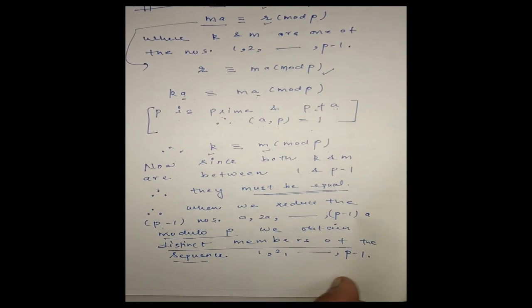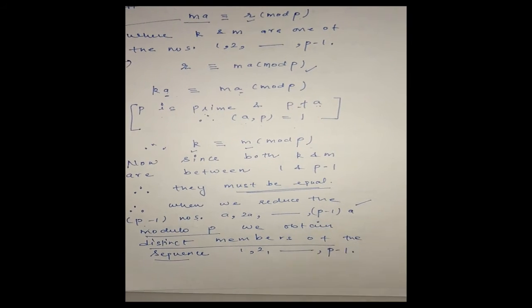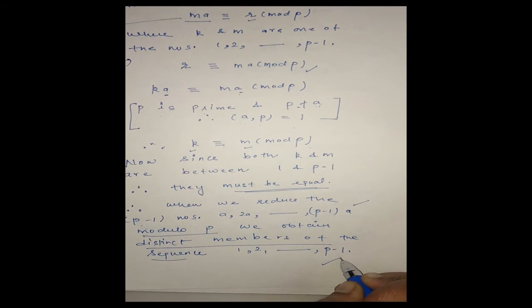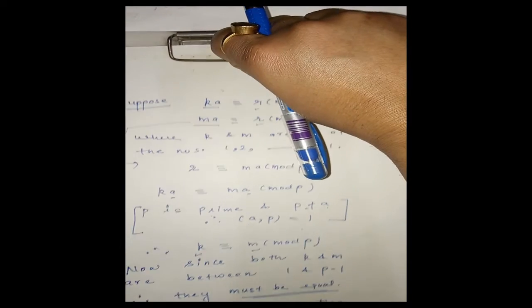Now here we have p minus 1 numbers, and here also we have p minus 1 numbers. All are different on reducing modulo p.